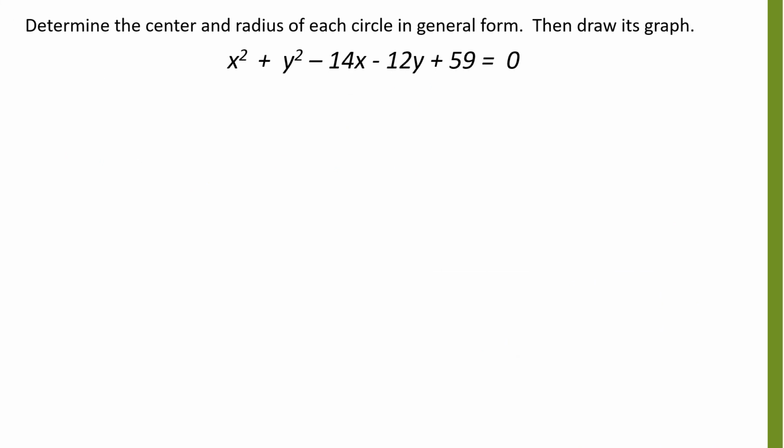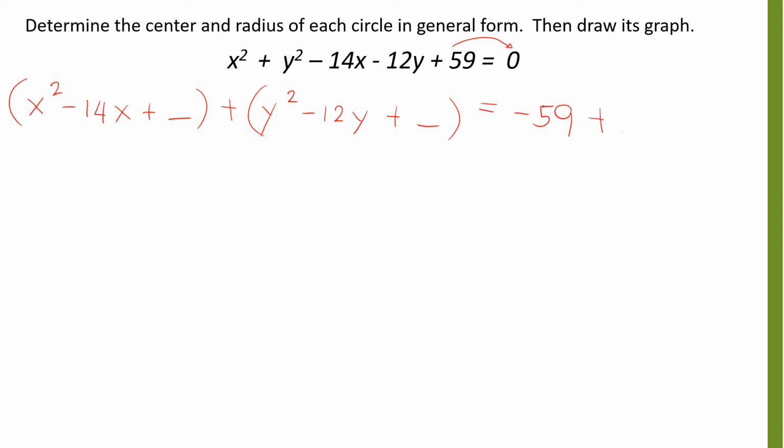Our next example, let's combine again, putting together the terms with x: x squared minus 14x plus blank, and then plus y squared minus 12y plus blank, equals, transpose 59, so minus 59, and then plus blank plus blank.